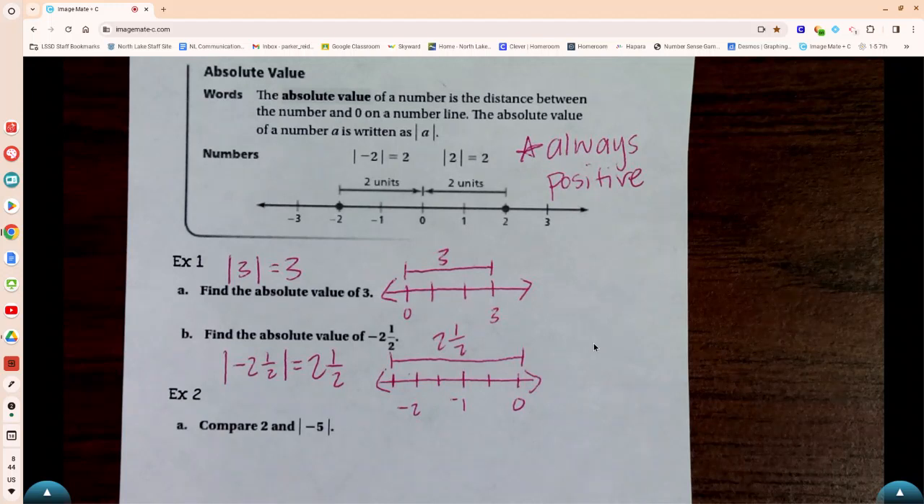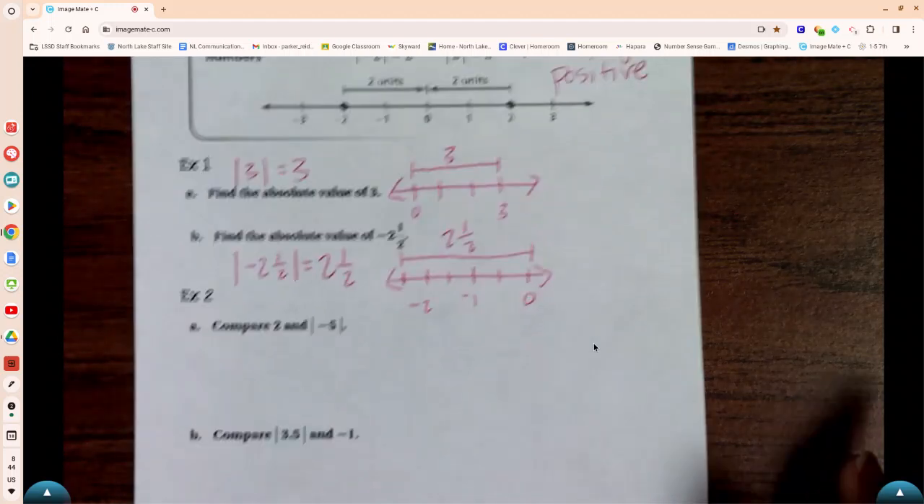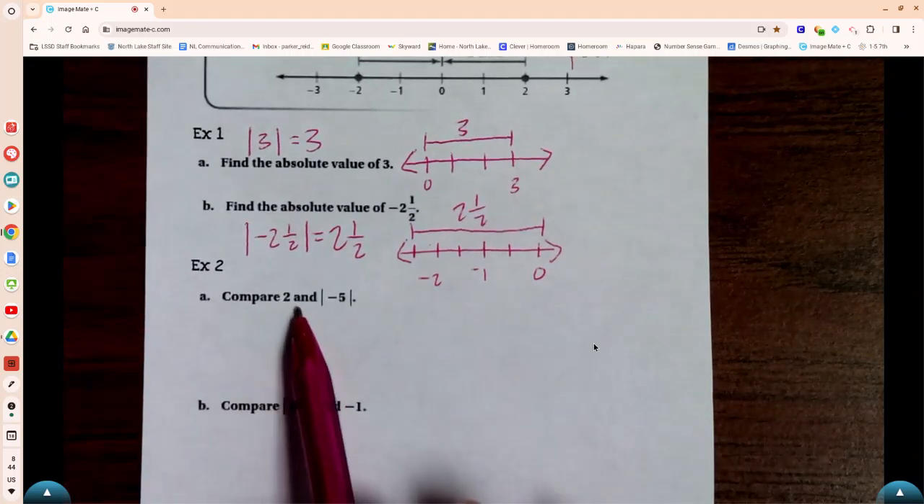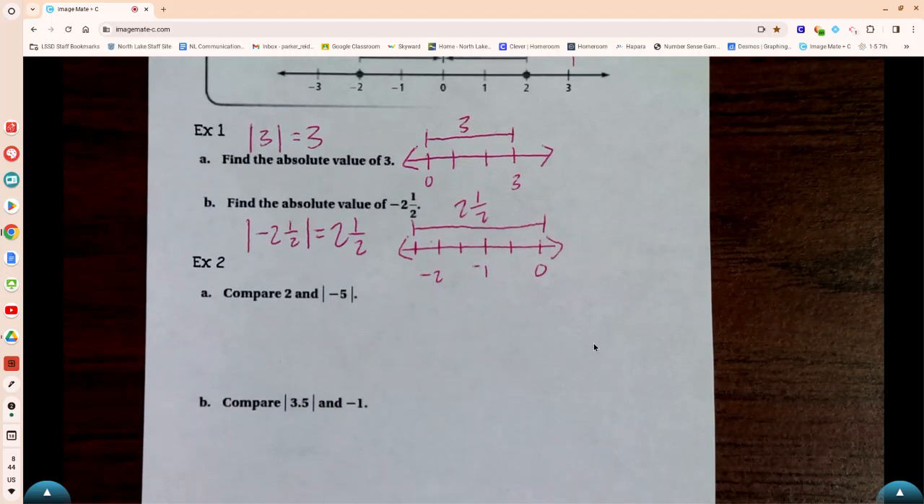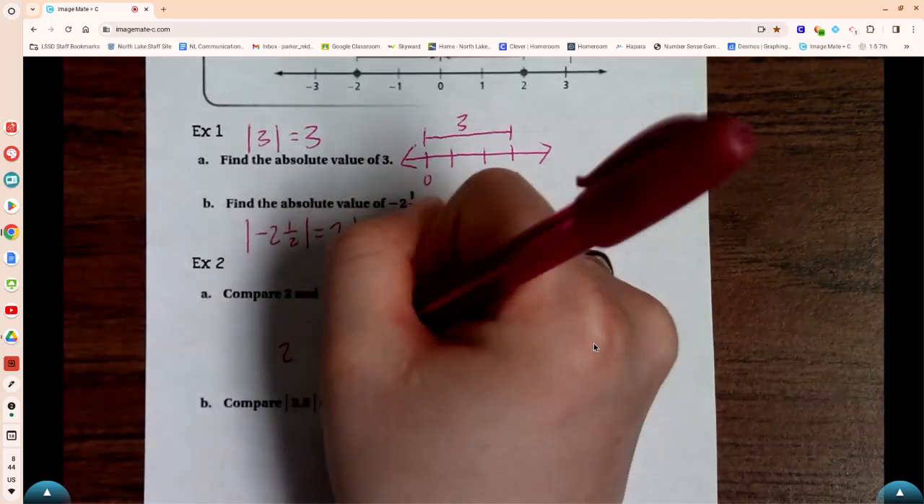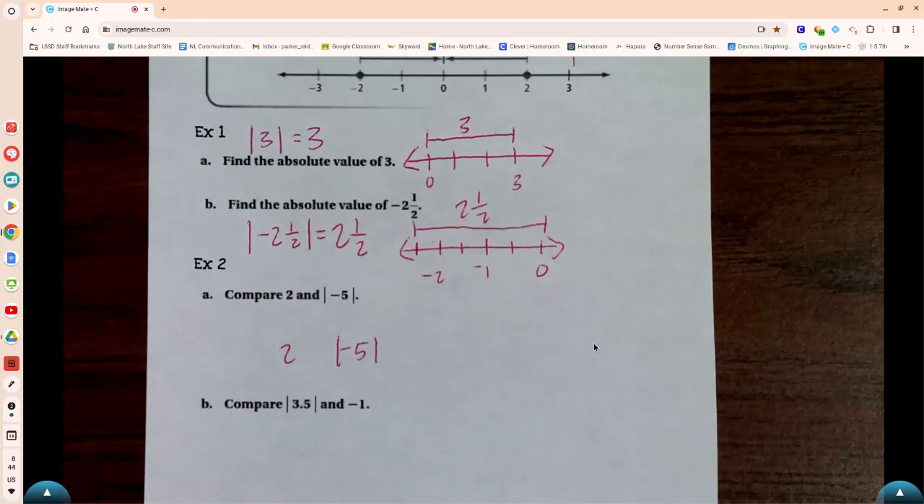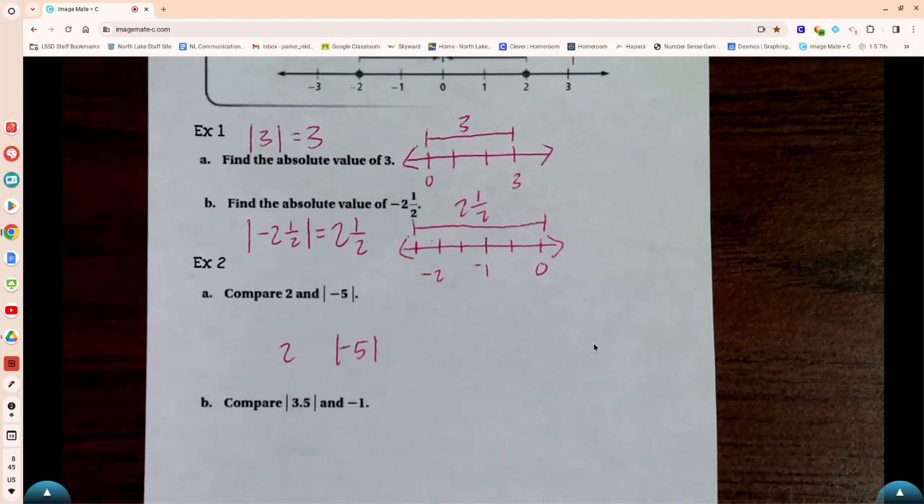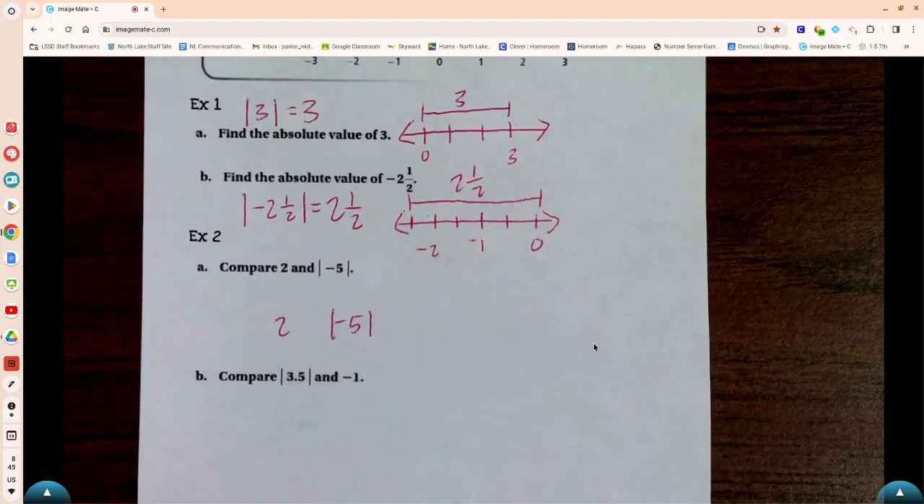So now we're going to do two other examples where we're going to introduce just a little bit extra besides just naming the absolute value of something. This question says compare 2 and the absolute value of -5. So what that means is decide which one is greater. If I had to put one of my greater than, less than symbols in between, which one would be greater? Let's start with, what is the absolute value of -5? Who can tell us what that is?